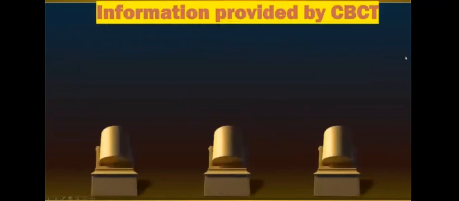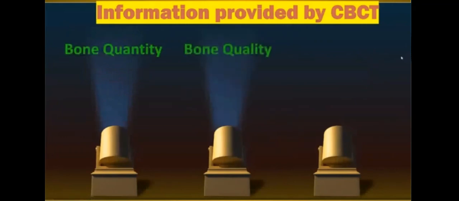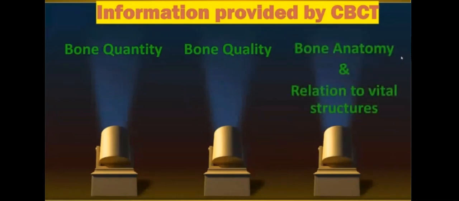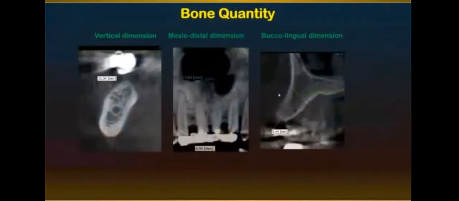So, the information provided by the CBCT, number one, is the bone quantity and the bone quality, and the bone anatomy, as well as the relation of bone to the surrounding vital structures. My presentation will include only the bone quantity. The next lecture, by Dr. Amr, will cover the bone quality, and the vital structures will be discussed in the second lecture.